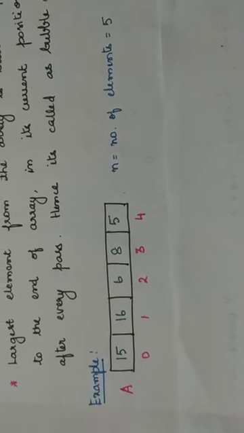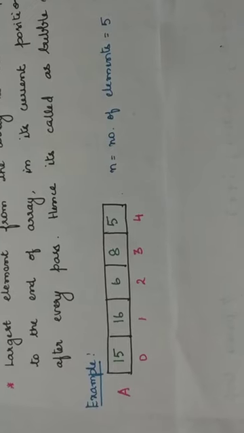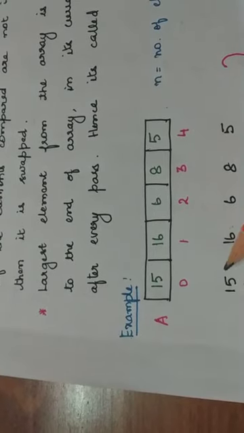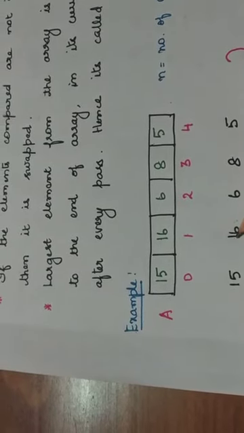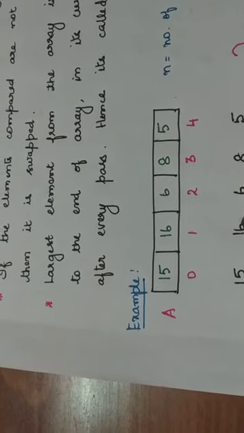Let's take an example of an array A having n equal to 5 elements. Our array index starts with 0, 1, 2, 3 and 4, that is 0 to n minus 1. The elements of the array are 15, 16, 6, 8 and 5. Our basic idea is that we compare two adjacent elements, and if the first is greater we swap. If not, we retain them as such. The other elements will be retained as such.